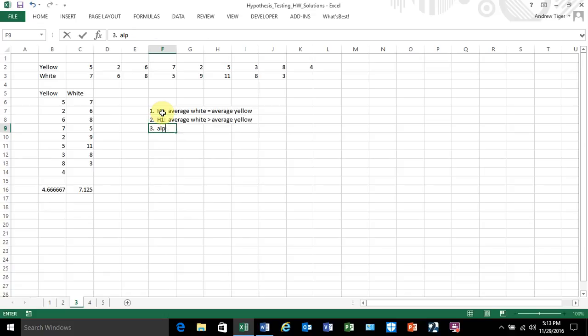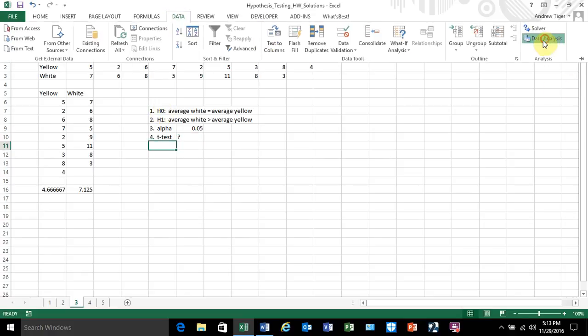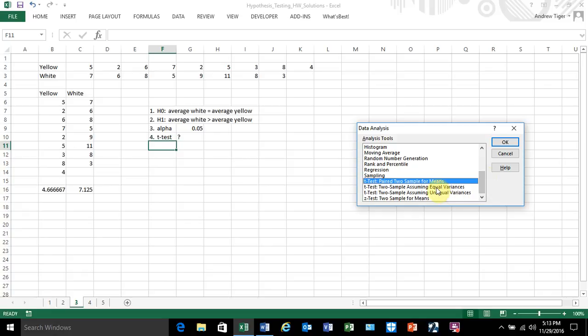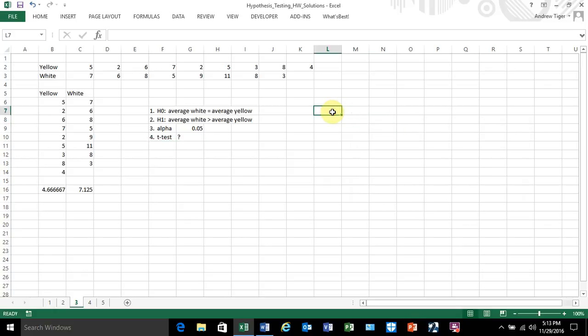Set alpha to 0.05, and let's do a t-test. The question is, which t-test do we do, equal variances or unequal? Well, we don't know, so let's go and test the variances. I'm going to start another one over here, and let's go and calculate the variance.